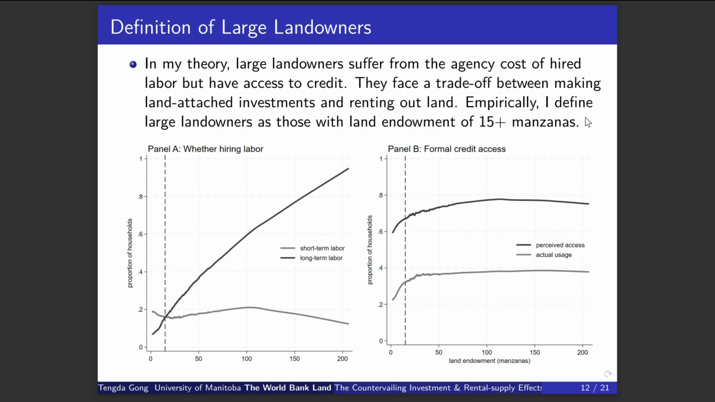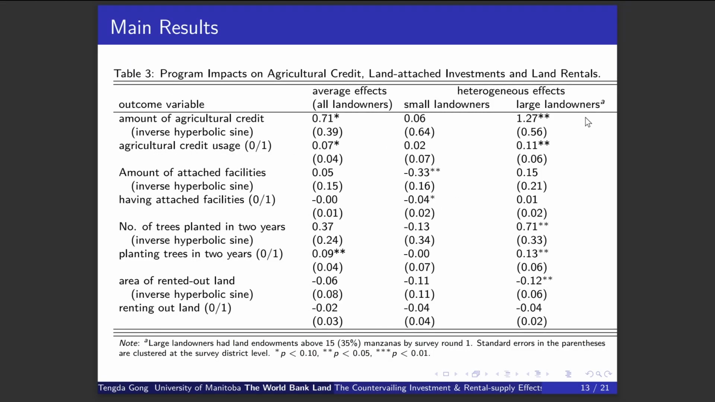Okay. 15 manzanas is most likely against 26 acres, exceeding the traditional machinery scale documented in the JPE paper. So the main results we find: on average, you see agricultural credit usage increases, and planting trees increases a little bit. It's mild, but if you split the sample, even though I run the regression jointly so it's not actually subsample analysis, you can see that large landholders use more credit, invest more in trees, and reduce the area of rented out land.